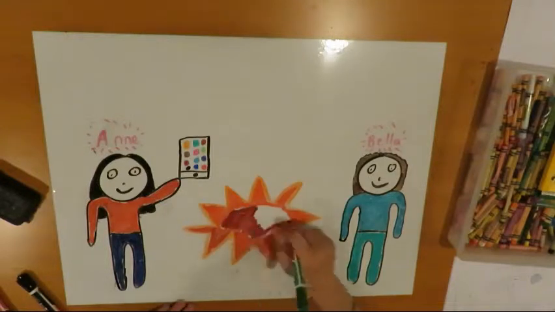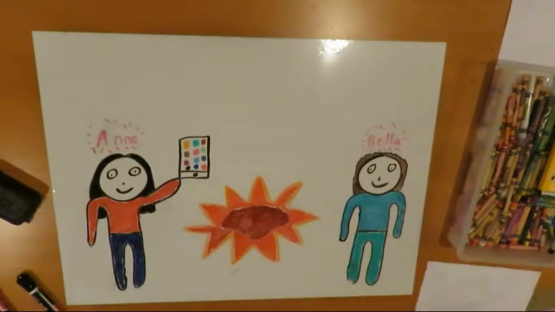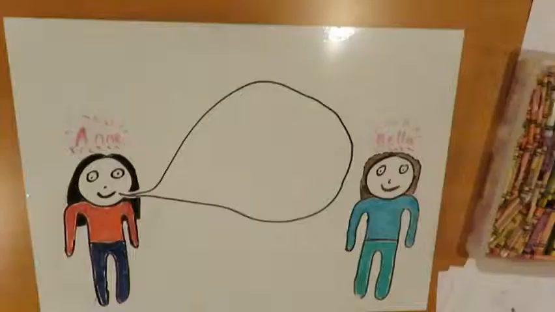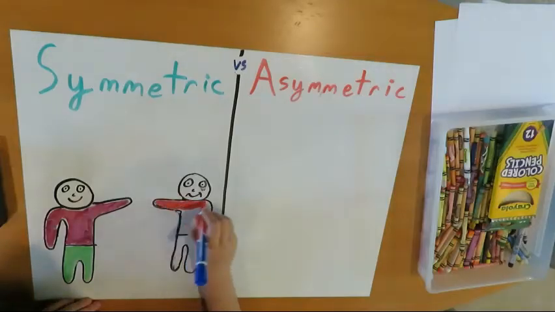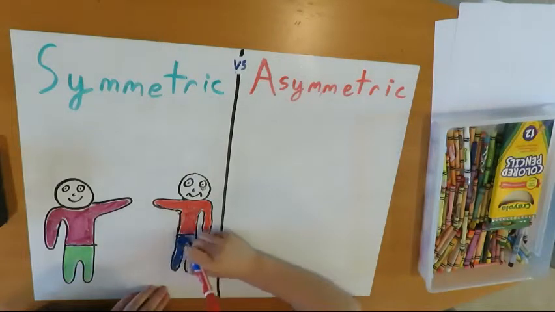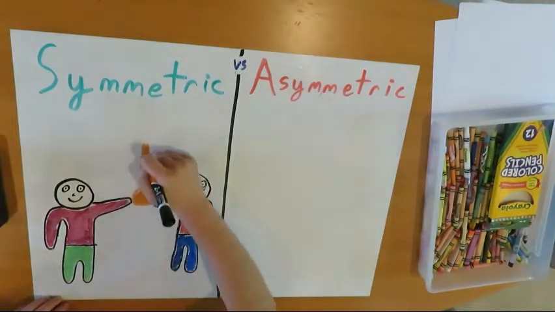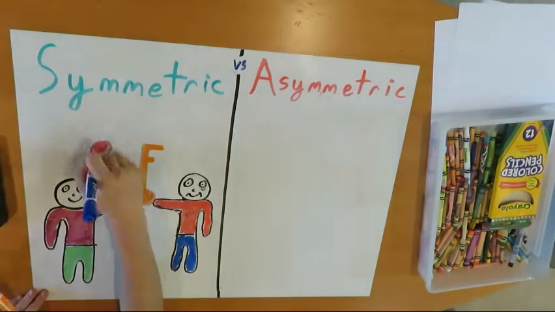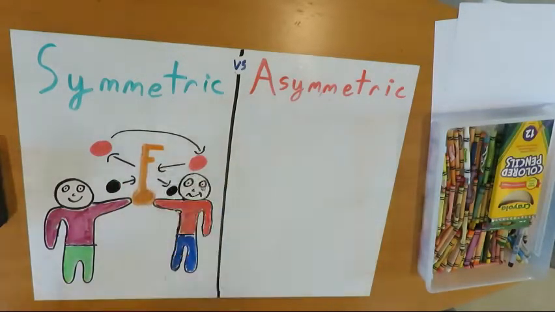Anne and Bella want to send some messages to each other, but they don't want anyone else to understand them. Luckily, Anne is a cryptography expert. There are two main types of cryptography: symmetric and asymmetric. Symmetric cryptography is when two people share a key, which is usually a very long number, that they use to both encrypt and decrypt messages.